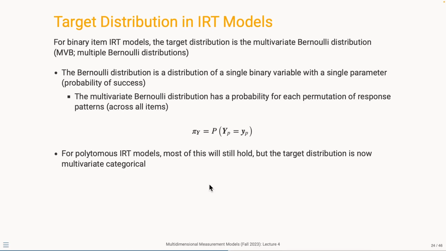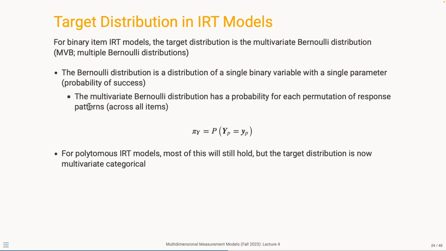Target distribution for IRT models. For binary item IRT models, the target distribution turns out to be something called a multivariate Bernoulli distribution, or MVB, basically multiple Bernoulli distributions. Now remember, the Bernoulli distribution is the distribution of a single binary variable, right? It's like a binomial where we talk about the number of successes out of the number of trials. Well, in this case, it's a binomial with one trial, and it's either a 0 when it didn't succeed or a 1.